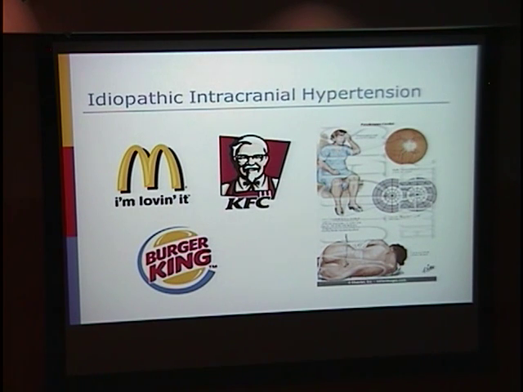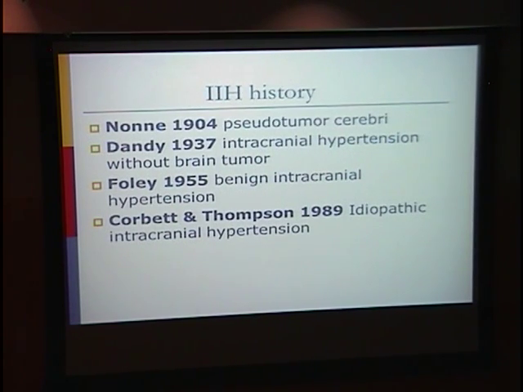So idiopathic intracranial hypertension or pseudotumor cerebri, what is it? First of all, a little bit of history. The name pseudotumor was given in 1904 by Nonne. Then Foley named it benign intracranial hypertension, and we know now that it's really not so benign. Most of the patients had quite a good outcome, but there are a few cases with really severe visual loss.